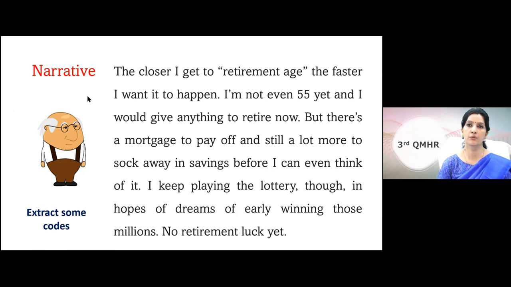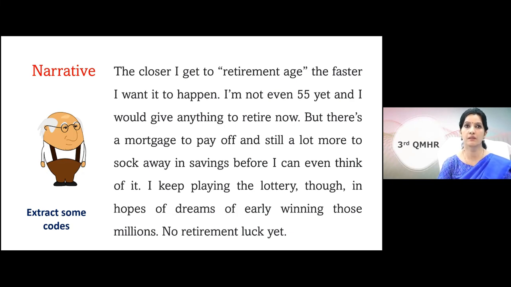So like you can do the attribute coding, emotional coding, NVivo coding, descriptive coding, magnitude coding. Attribute is 55, okay? Descriptive: retirement, good. Mortgage to pay off, process: playing lottery. Yes, very good, Bhavna. Retirement, debt, hope, yes.